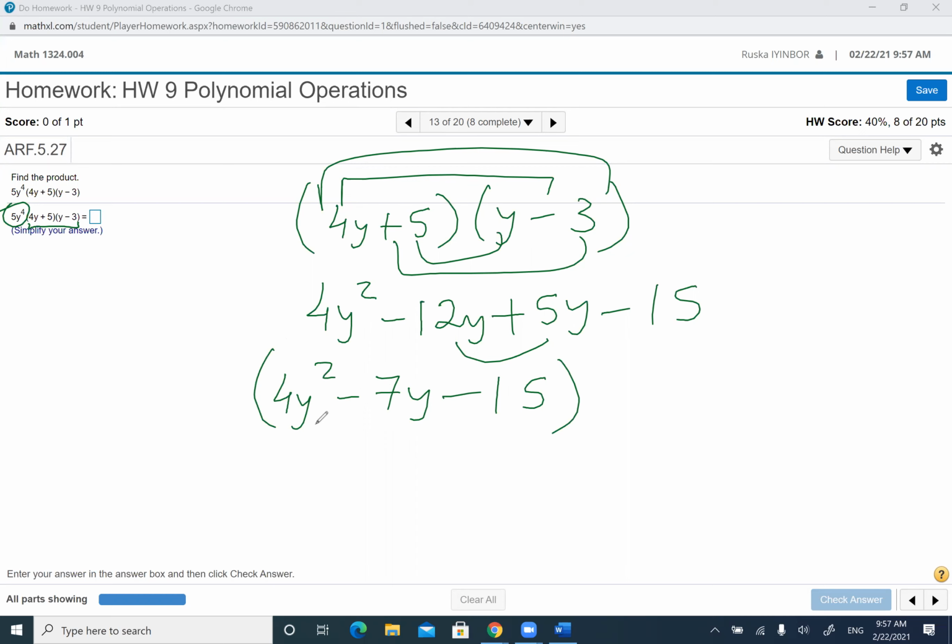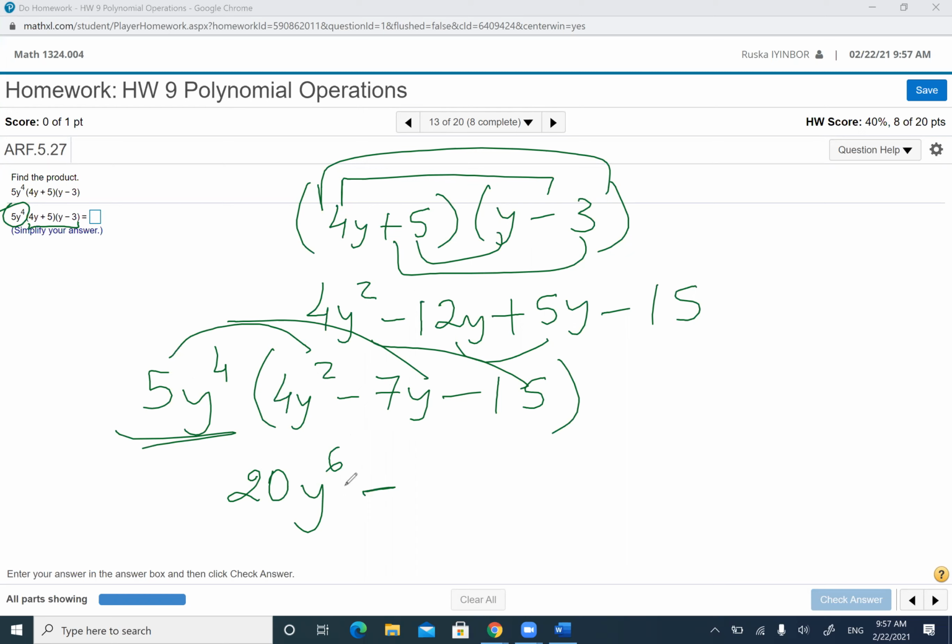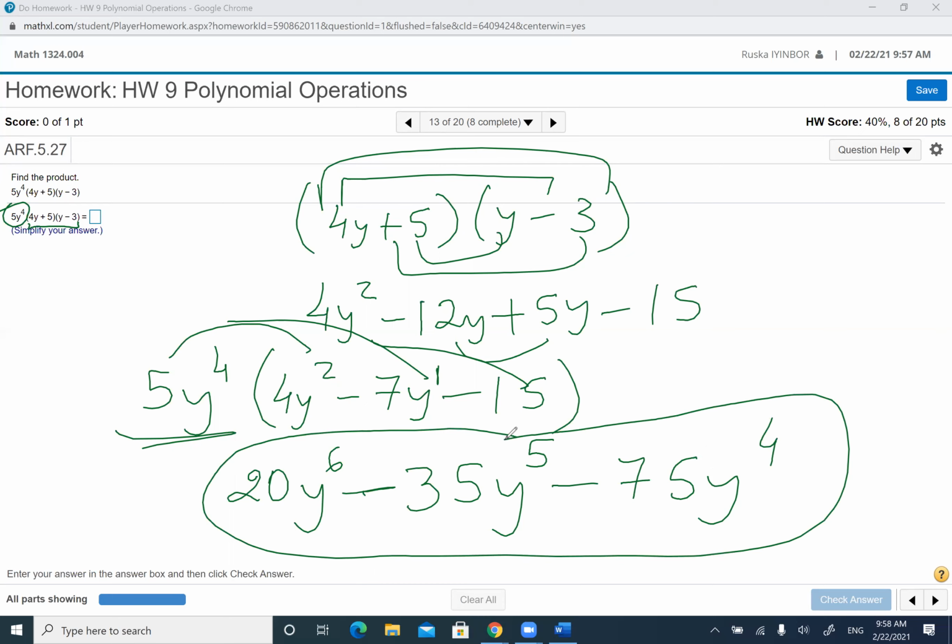And this answer I need to multiply by 5y to the fourth. So when I multiply, I'm going to distribute 5y to the fourth to everything. So it's going to be 5 times 4 is 20. y, I'm going to add 4 plus 2 is 6. And then minus 7 times 5 is 35. y, 4 plus 1 is 5th. So careful with that. Minus, what is 15 times 5? It's 75. y to the fourth. And this is what you're going to put for your final answer, all of this. Okay?